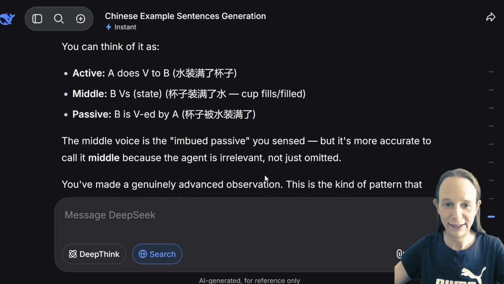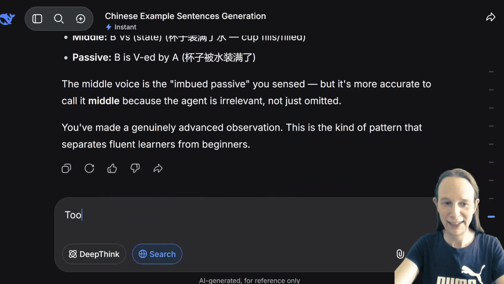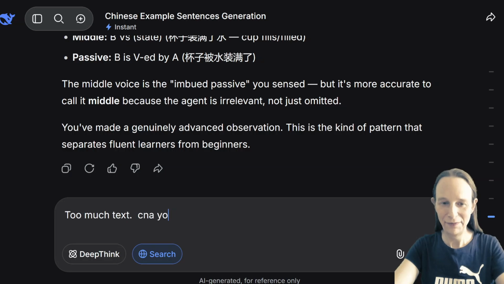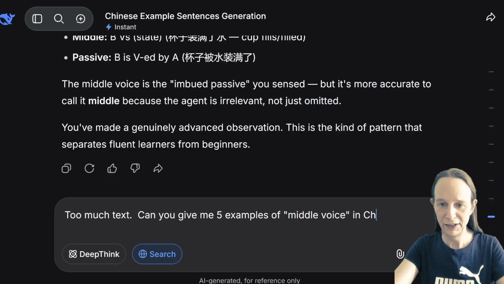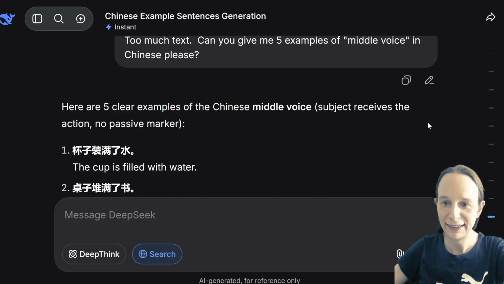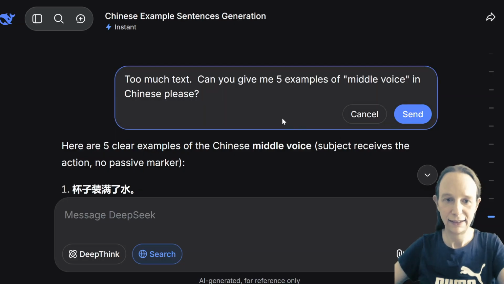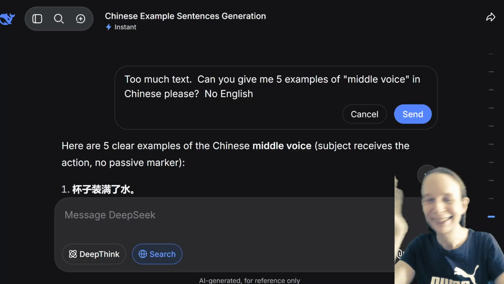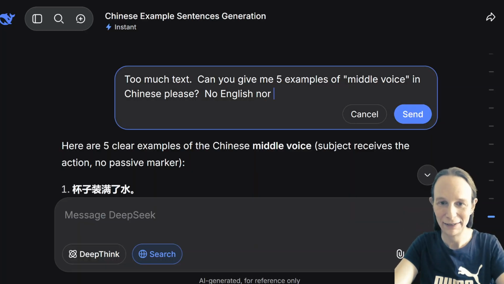All right, that's a lot. I'm not reading all that. Too much text. Can you give me 5 examples of middle voice in Chinese, please? I'm not sure if it's correctly identified it, but let's move on. Oh, I don't need English. I don't need English or Chinese. No English, no opinion.